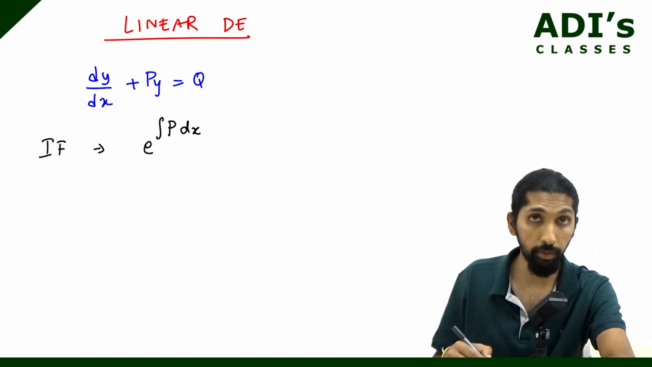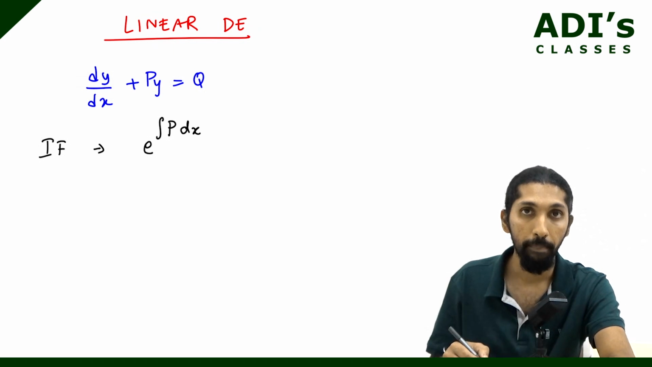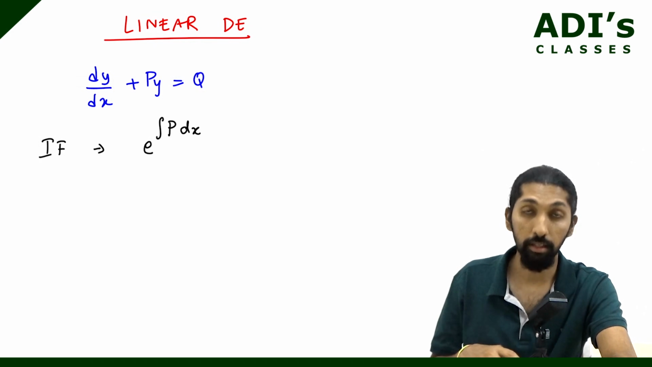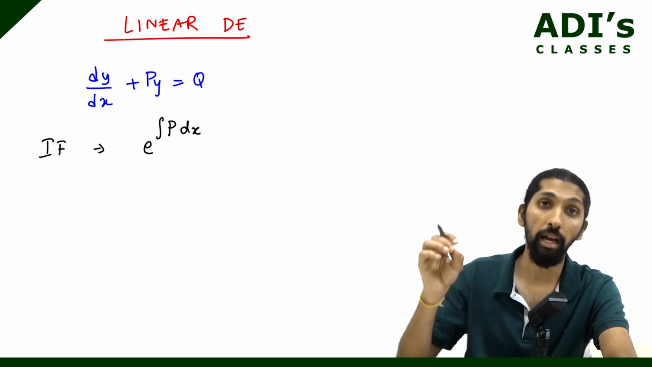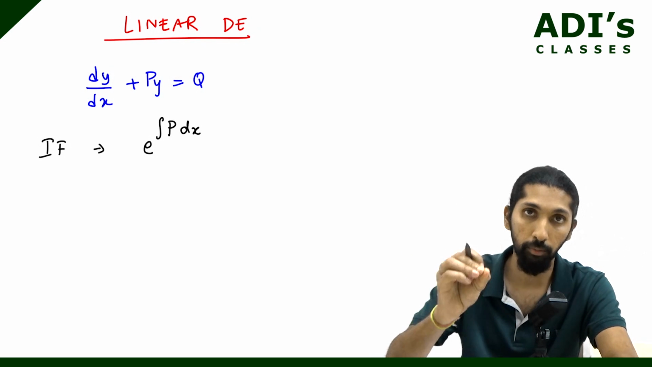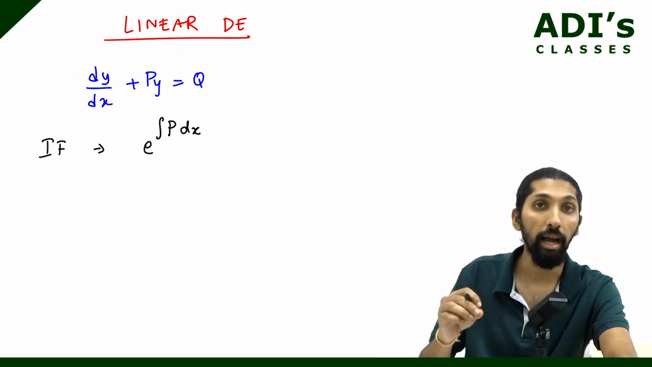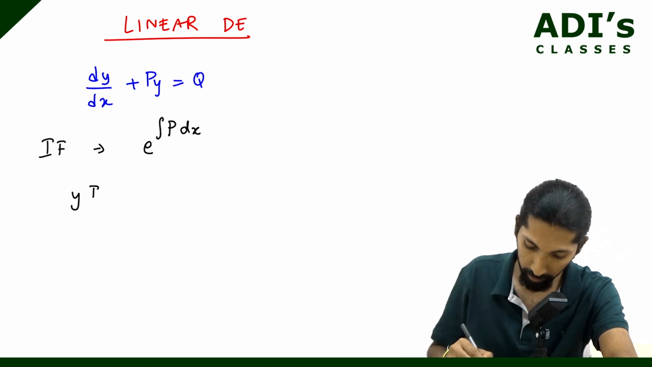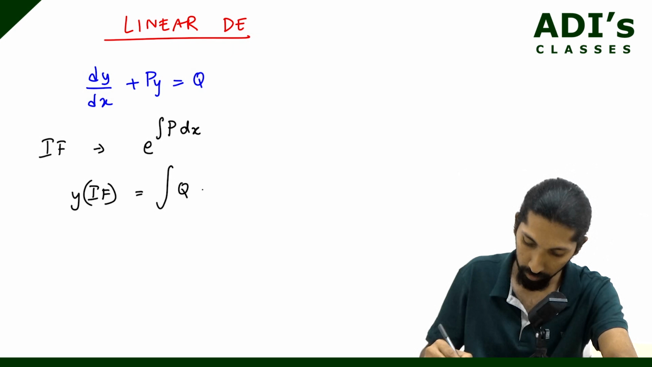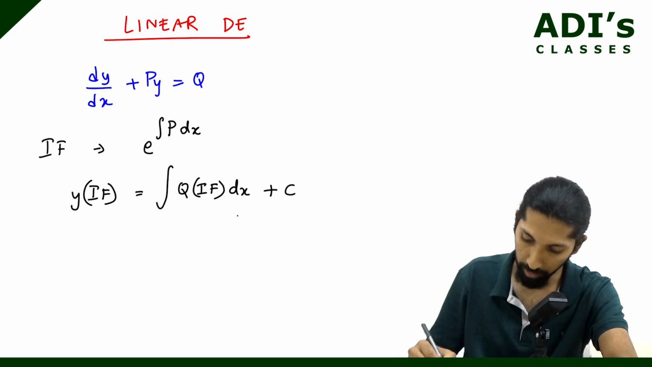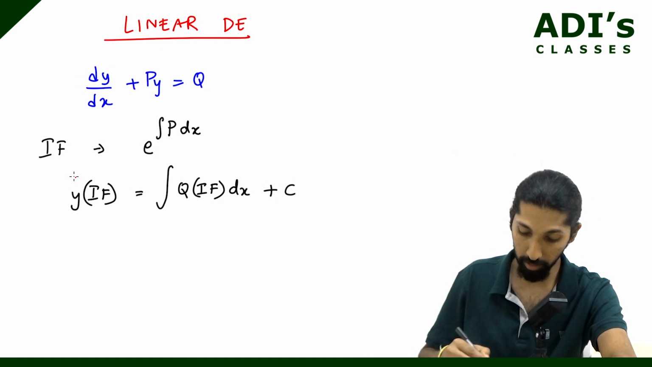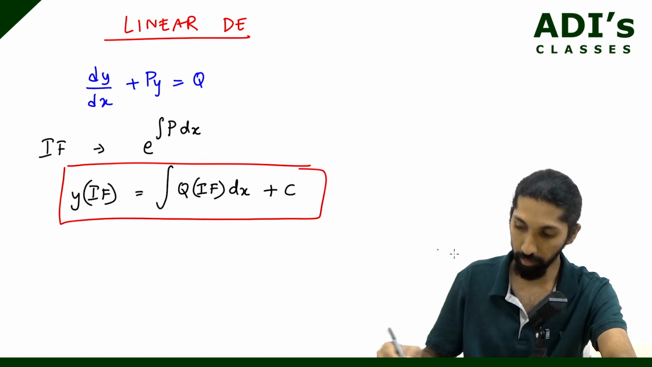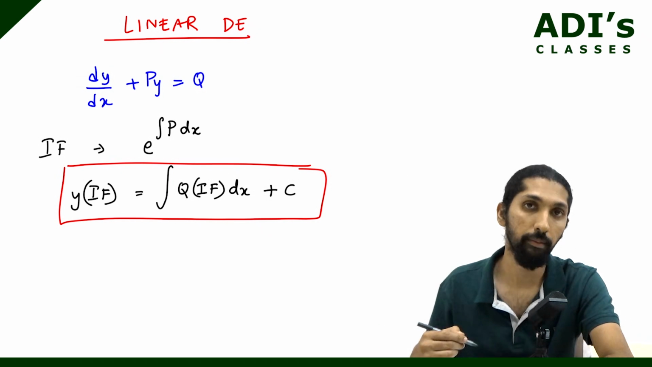Now at the end, to find the solution, we are going to take this integrating factor and multiply it with y. That means the result is going to be y times the integrating factor equals the integral of q times the integrating factor dx, plus c. This is going to be the final answer.